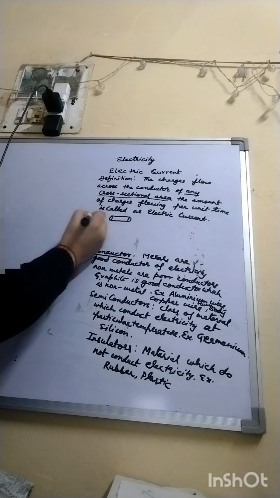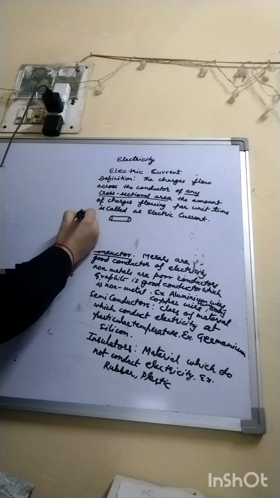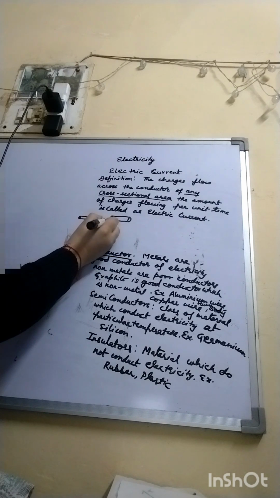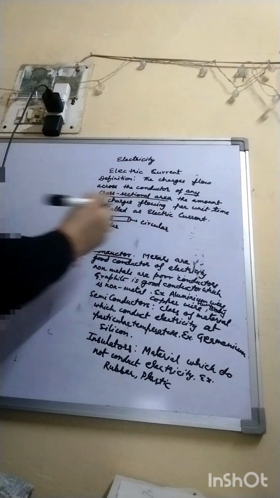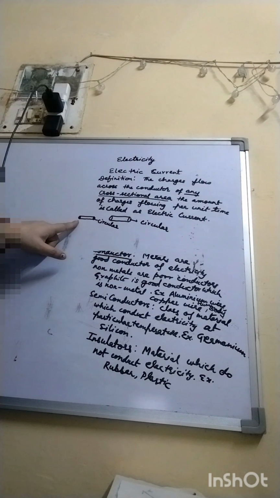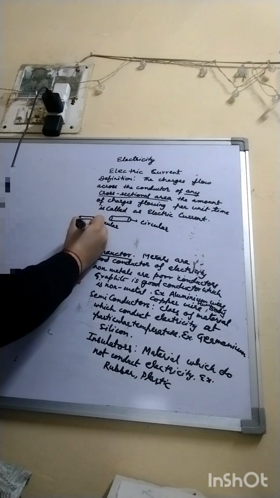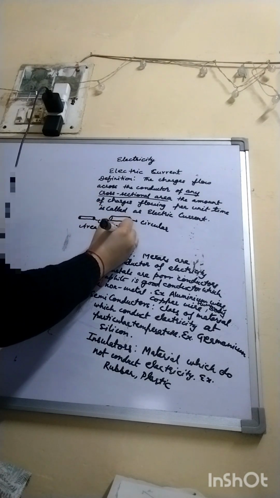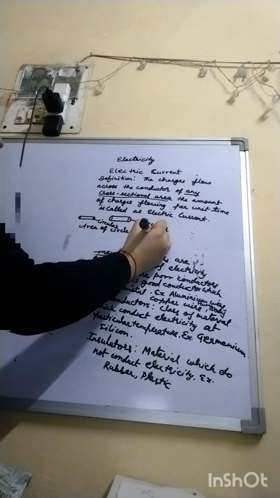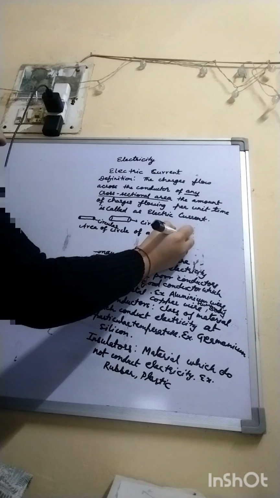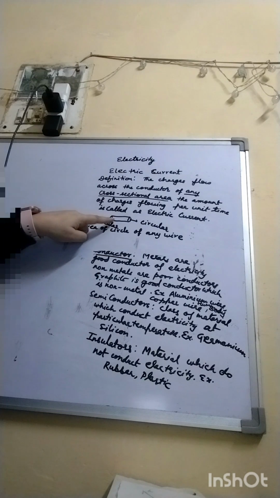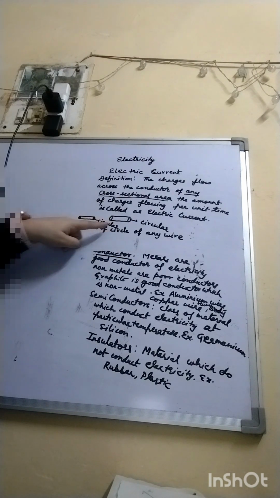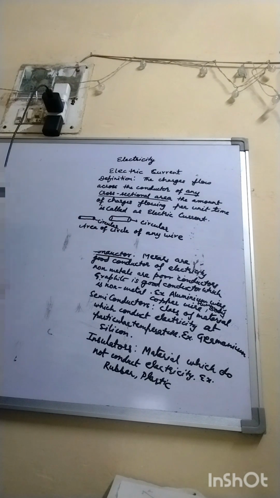The wire is of cylindrical shape and its ends are circular. This you all know. The area of this circle of any wire is called the cross-sectional area. So the current flowing in the wire is independent of the thickness of the wire. This is important in this definition.